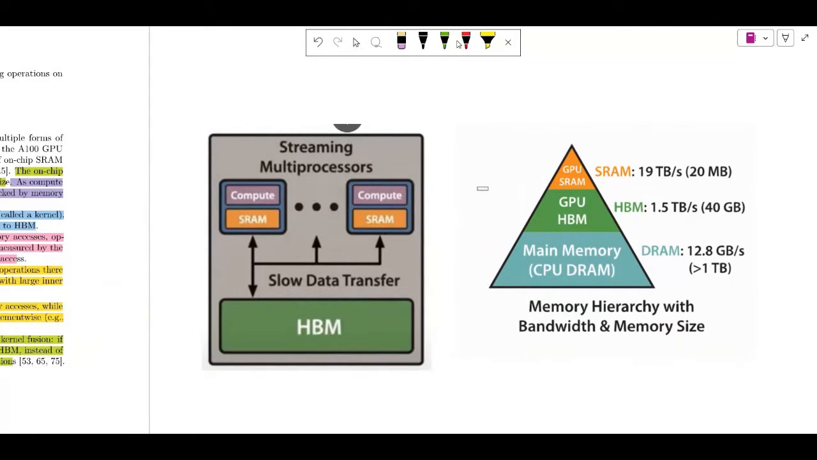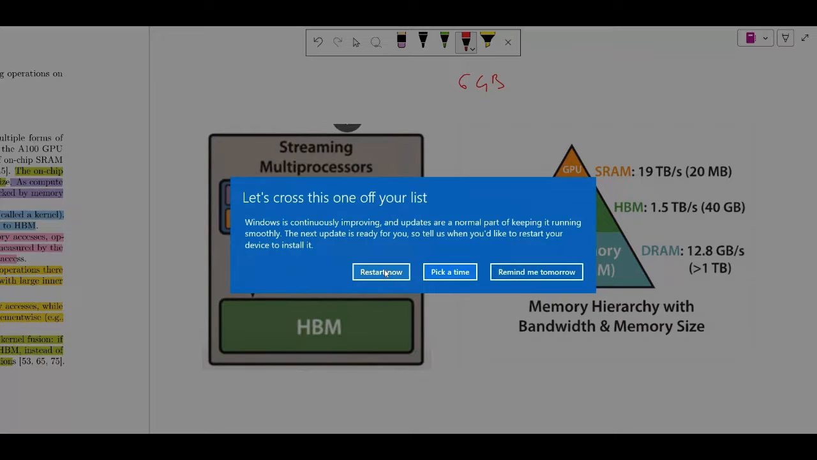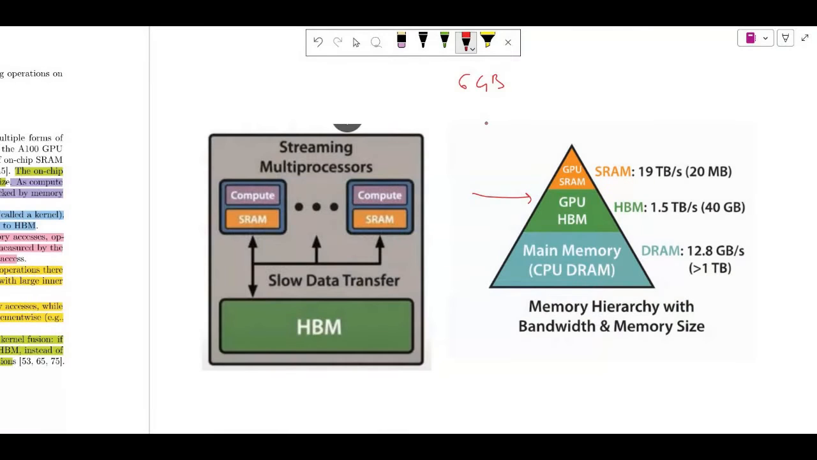HBM, the high bandwidth memory, this is what mostly we see. So when you say that you bought a 6 GB NVIDIA GPU, this is what you get. If you say you have a GPU with 6 GB, this is what you are talking about, HBM.